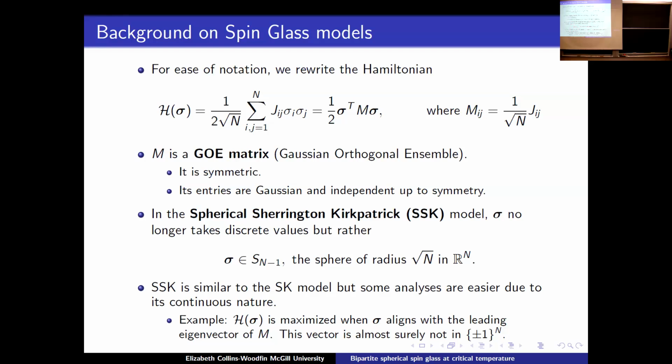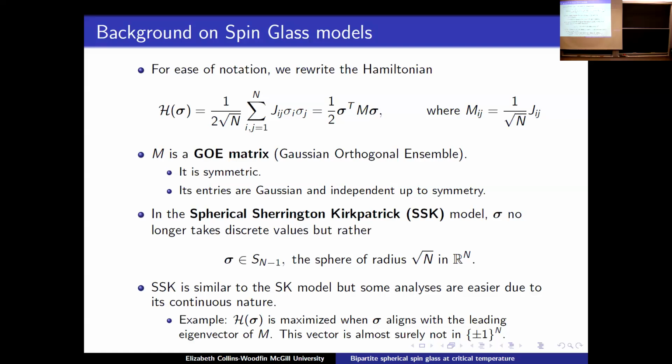And one simple example of that is if you wanted to ask yourself the question, what vector will maximize this Hamiltonian? In the spherical model, that's a pretty simple question to answer. We just look at this quadratic form up here, and we say, oh, that's going to be maximized if we take this to be the leading eigenvector.